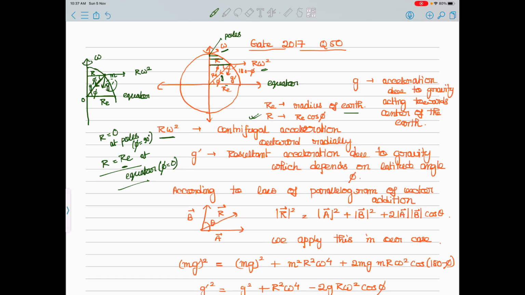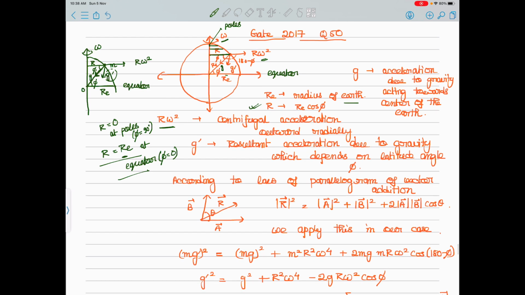So r omega square is the centrifugal acceleration, which I have already told. g is the acceleration due to gravity on this mass, acting towards the center of the Earth. It always acts towards the center of the Earth. Now the resultant acceleration is dependent on the latitude angle phi. Now we need to find out what this resultant acceleration is.